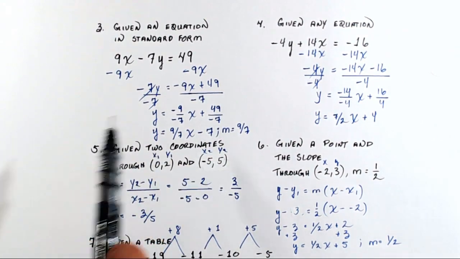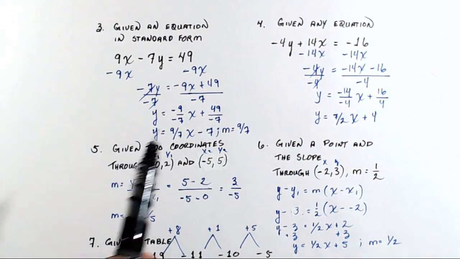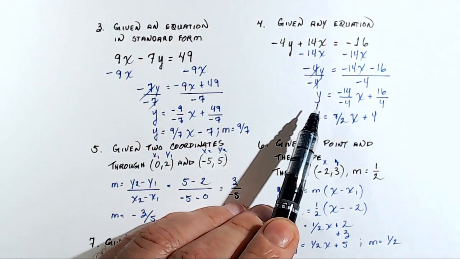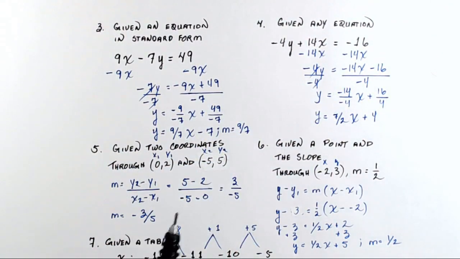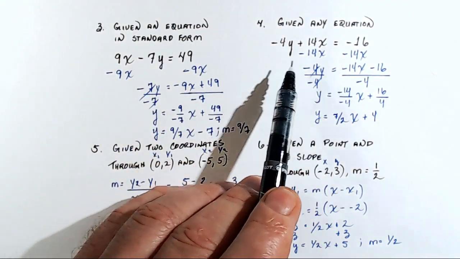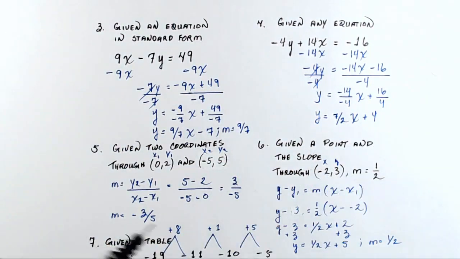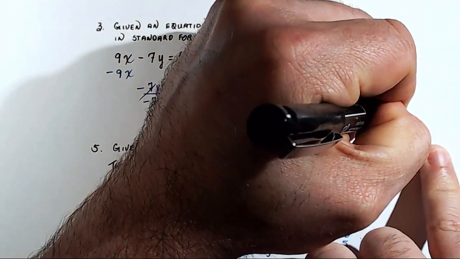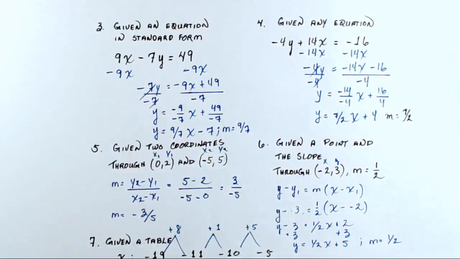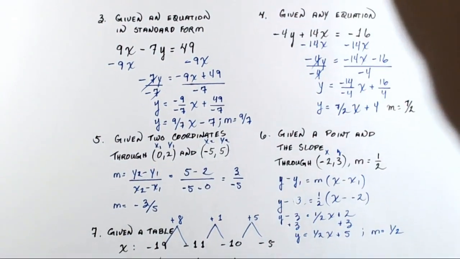And here we get given any equation. So we can have equations in x and y that are the most convoluted things you've ever seen, and all you have to do is solve for y and get everything arranged so that it looks like y equals mx plus b in slope-intercept form. So, here I solve out the equation for y, and we get y equals 7/2 x plus 4. So in that case, m equals 7/2, because the m position, y equals mx plus b, is 7/2.